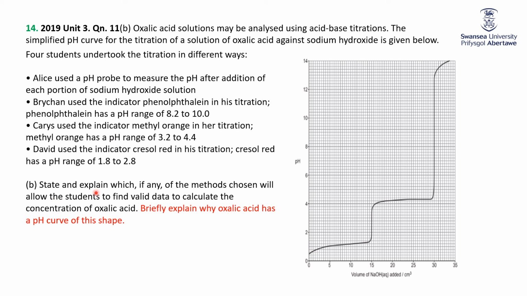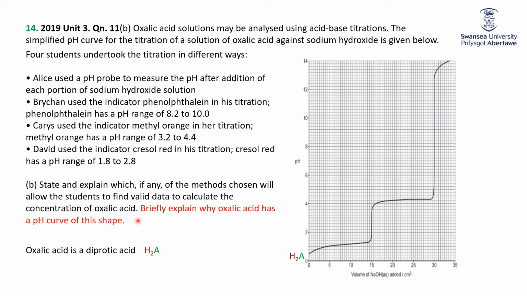And in a minute, we're going to explain which of these methods will allow students to get a valid data to calculate the concentration of oxalic acid. But first of all, why does oxalic acid have a curve of this shape? Well, the first thing is it's a diprotic acid, H2A, because we have two equivalence points. This is for the first one going, this is for the second one going.